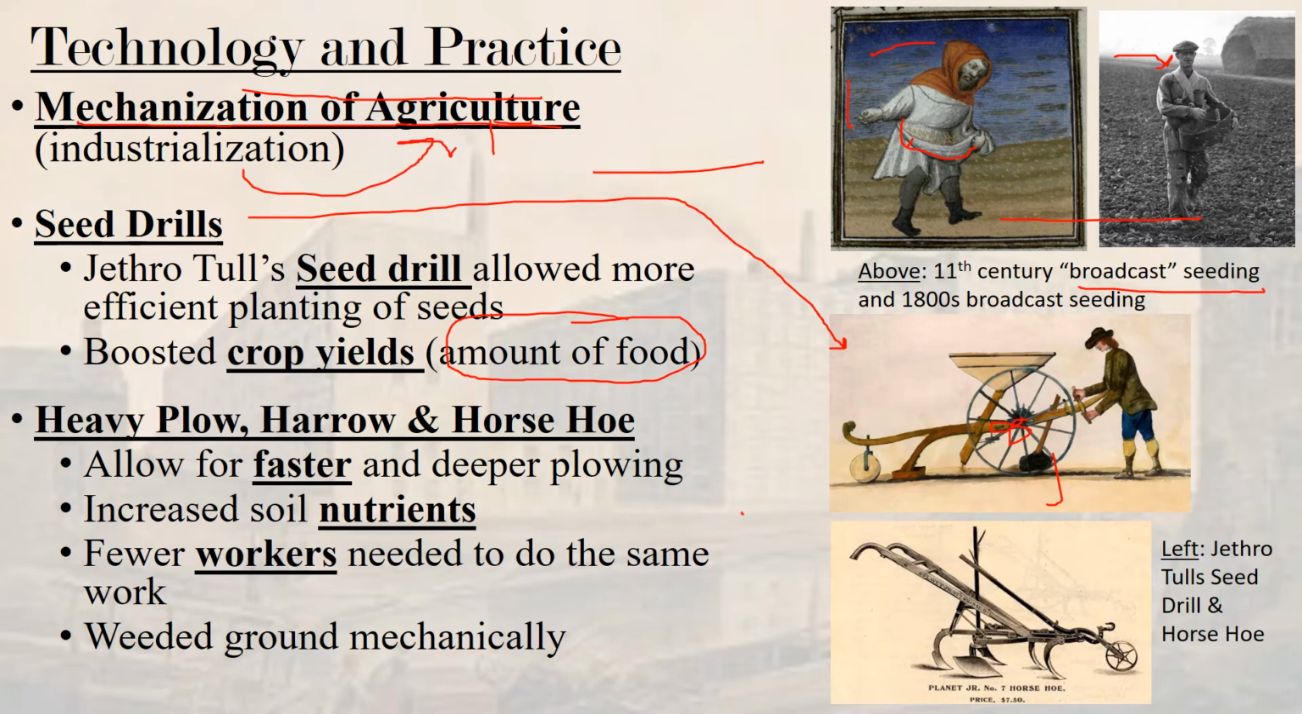You also had other advantages like the heavy plow, the harrow, and the horse hoe. All of these allow for faster and deeper plowing. They increase the nutrients in the soil, and they also do this all faster, which means you're going to need fewer workers to get the same amount of farm production.